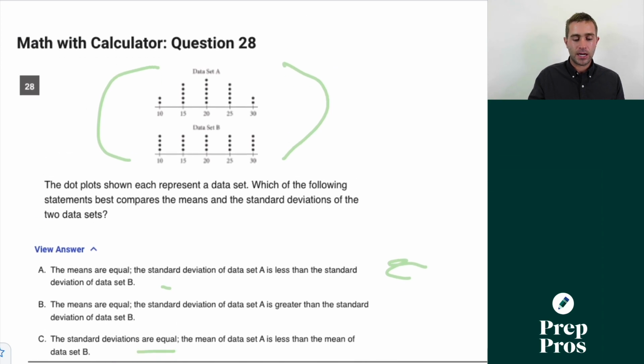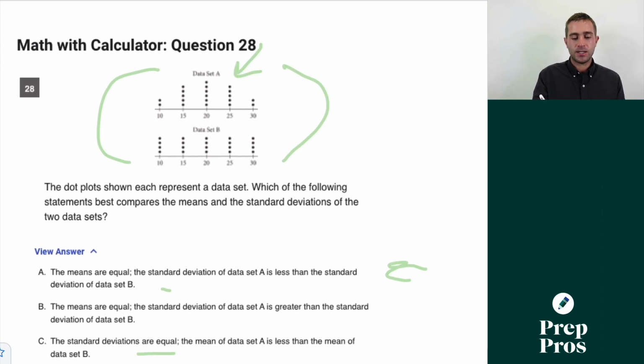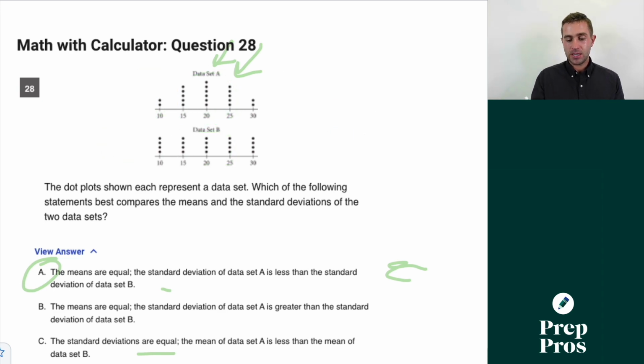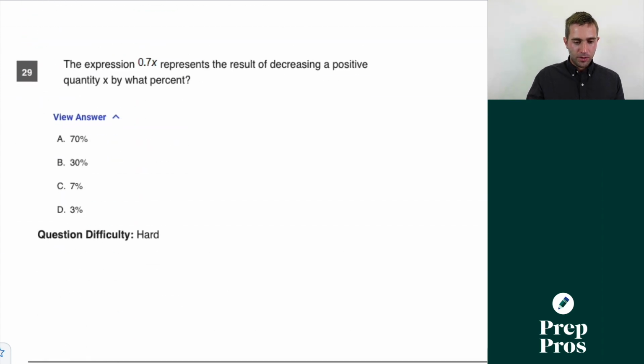So what I can actually tell here is the standard deviation of data set A is going to be less than the standard deviation of data set B, because standard deviation is all about, in really simplistic terms for the SAT, the spread of the values. And we have more values concentrated in a smaller range here than we do here. So we are going to have a smaller standard deviation here than we are in B, because A is the only answer choice that gives me that option. I can tell that A must be correct. If you go through and solve for the means, they're going to be equal here. But we'll move on to the next question here.